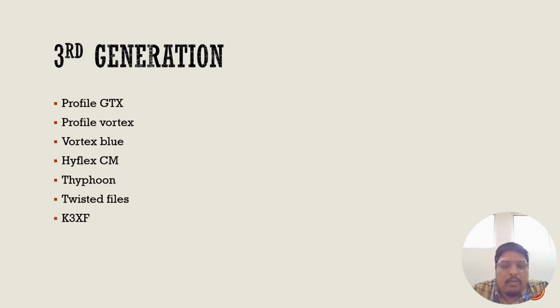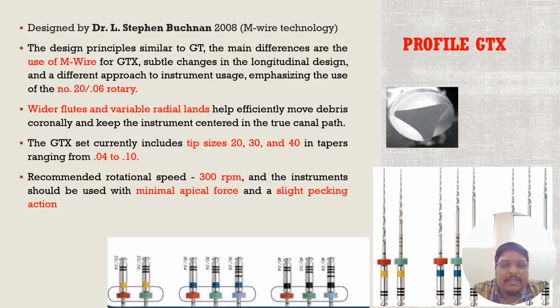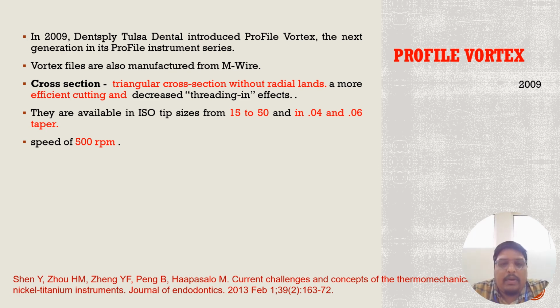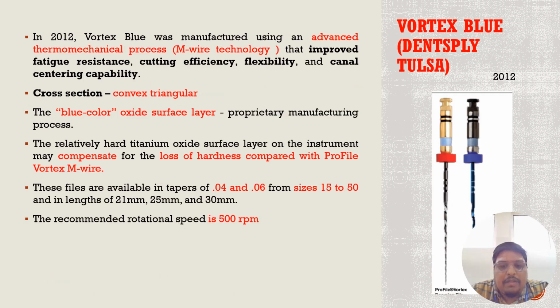Third generation profile: Vortex, Vortex Blue, Typhoon, Twisted files, K3 files of the region, designed by Dr. Stephen Buchanan. The design principle is similar to that of GT. The main difference or uses of M2 files are profile Vortex in 2009. Dentsply Tulsa Dental introduced this cross section, triangular cross section with radial lands, so it will be positive rake angle. It is available in ISO tips of 15 to 50, 0.04 to 0.06 taper, speed of 500 RPM.